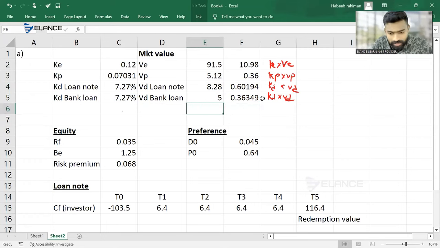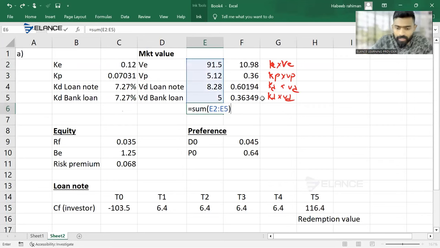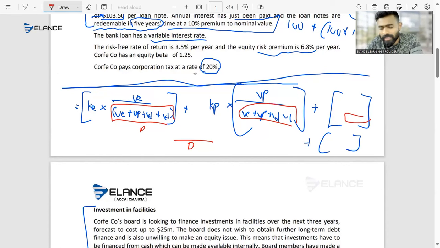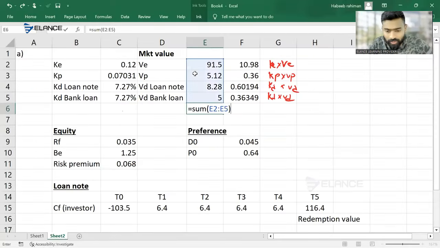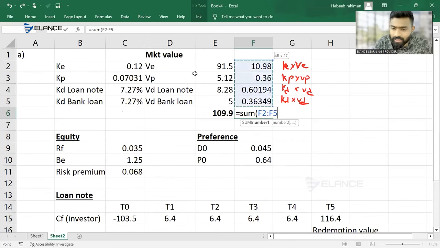In order to get WACC, just take the sum of these two columns. So equal to the sum of all capital. This is actually VE plus VP plus VD plus VD. In the formula, this is the denominator. You can see this denominator, VE plus VP plus VD, is common in every bracket. So I took the sum of this column. Now I'll take the sum of the next column as well. No need to type the formula again, we can copy paste.